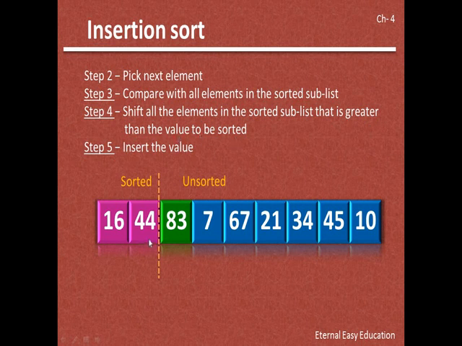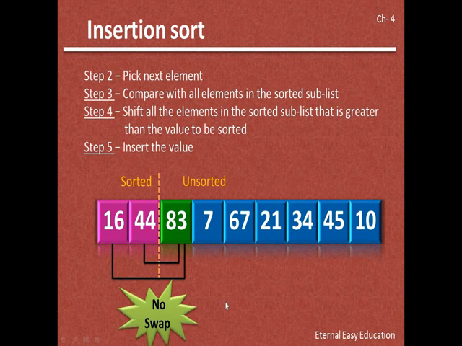That means I have to compare this 83 and confirm the position where it should be inserted in the sorted area. Take one element from the unsorted area and keep it in the correct position in the sorted array list. That is the procedure. Here it is 83. As 83 is greater than 44 and 16, no need of swapping, just move to the next element. This 83 is compared with the 44 and with the 16, no swap.